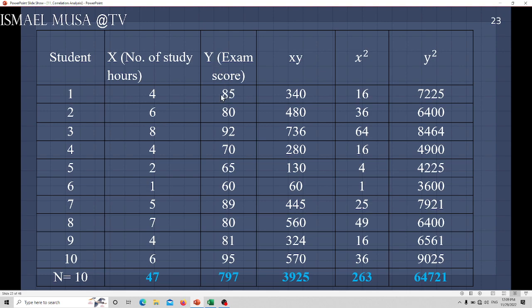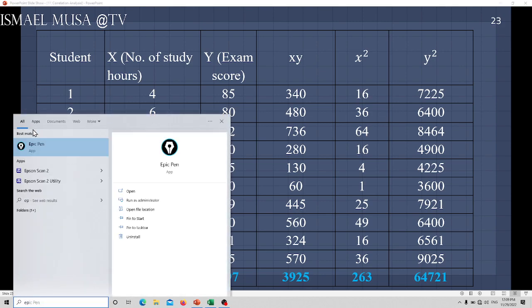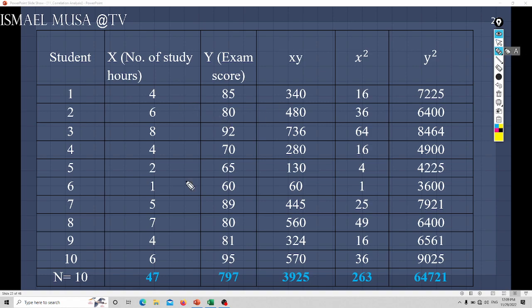Then, also your Y, take the sum. So, 797. Okay? I hope you're following me. Next, you have there XY. Okay? So, this XY, meaning X times Y, no? X times the Y. So that's your XY. You follow?